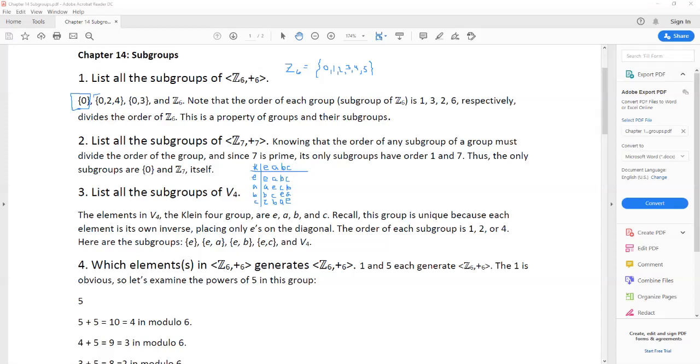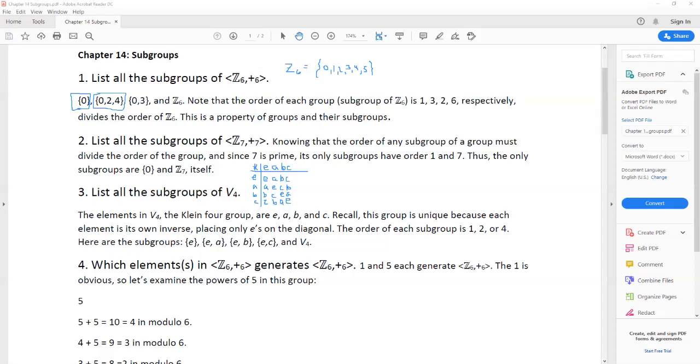Also, the set containing the elements 0, 2, and 4 would constitute a group as well, and I'm only going to worry about closure. Notice that 2 plus 2 is 4. 4 is also in the set. 4 plus 2 is 0. And 4 plus 4 is 2. So we have closure there.